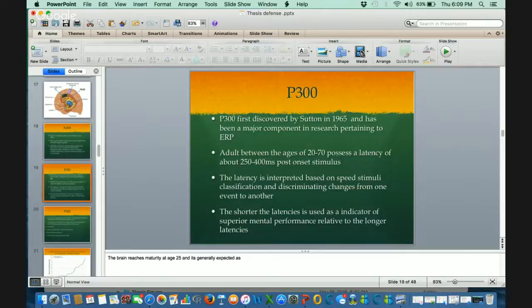The P300 has been widely studied for a while. Most adults between the ages of 20 to 70 possess a latency of about 250 milliseconds to 400 milliseconds after the onset of the stimulus, and this is the time that it takes for these signals to travel through the brain. But this varies depending on depth and, of course, working memory. Typically in the P300, we also highlight as an indicator that shortened latency times indicate mental superiority and mental performance.